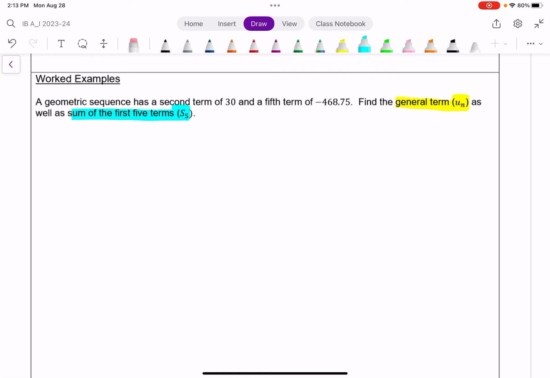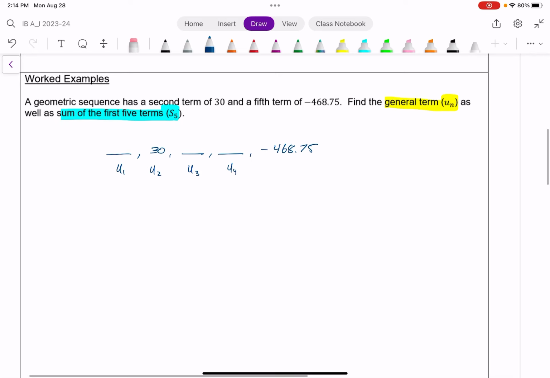All right, so one thing I always find helpful is to first make it a bit more explicit how this is a sequence or a series. And so we know the second term, we don't know the first term, so I'll just put a blank for the first term. The second term we know is 30. We don't know the third term, the fourth term, but we know the fifth term is negative 468.75. And this just makes it a little more formal and familiar, really, how this is a sequence.